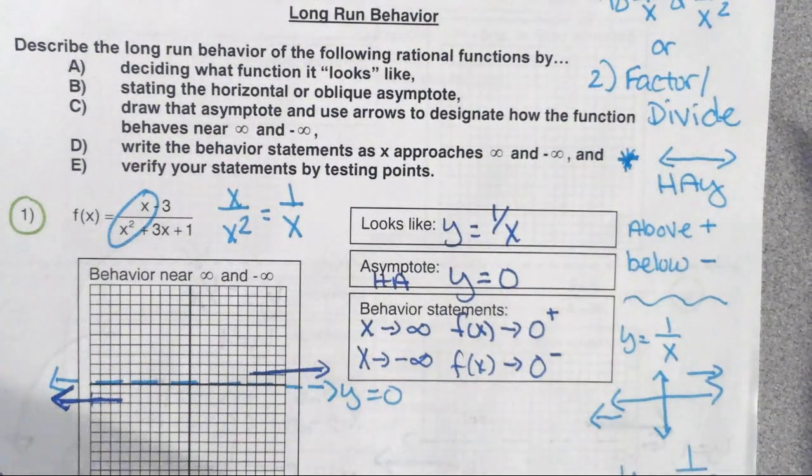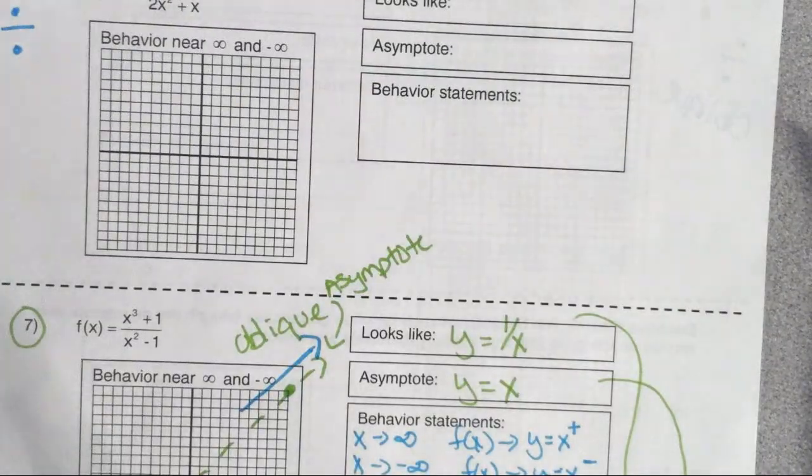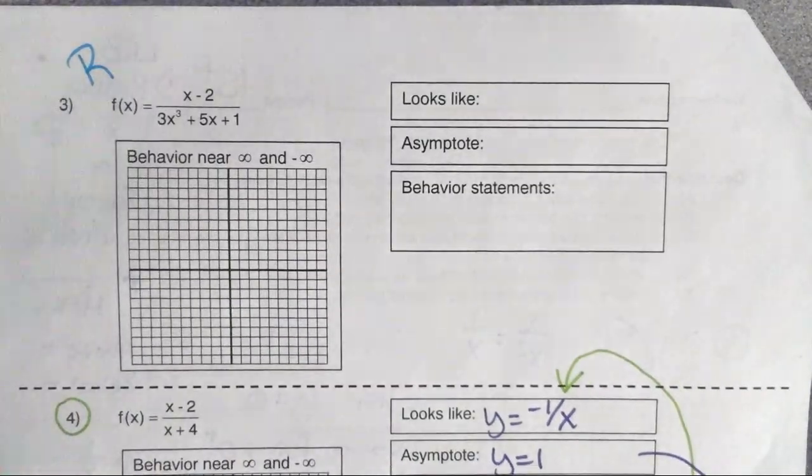Welcome to the long run behavior video part 2. This is going to take you through the homework assignments that I asked you to try on your own. One of the ones I asked you to try was number 3.